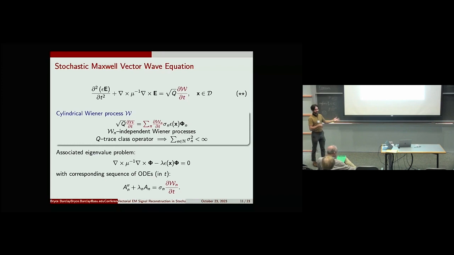The sigma on the last slide is the conductivity. Here it represents the level of noise corresponding to a given component of the current density. So in this case, I'm going to consider the eigenfunctions which correspond to the curl squared eigenvalue problem, this equation I showed before. And this will give us a sequence of ODEs we can solve in time with stochastic forcing. So notice that this last equation is a harmonic oscillator with stochastic forcing.